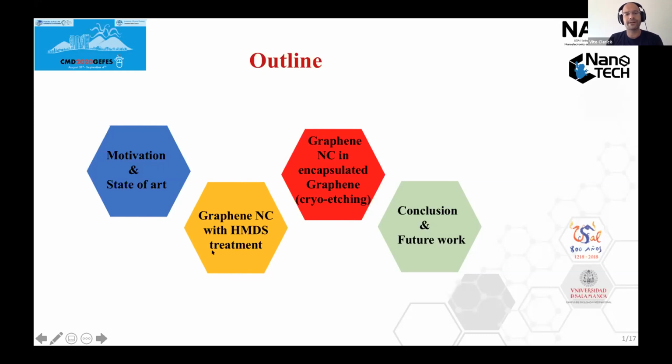In particular, I started to fabricate and characterize graphene on silicon oxide with the chemical treatment. After that, I started to work also with graphene nanoconstriction in encapsulated graphene, in which I defined the constriction with the UCreation method applied for the first time to encapsulated graphene. And at the end, I conclude and present some possible future work.